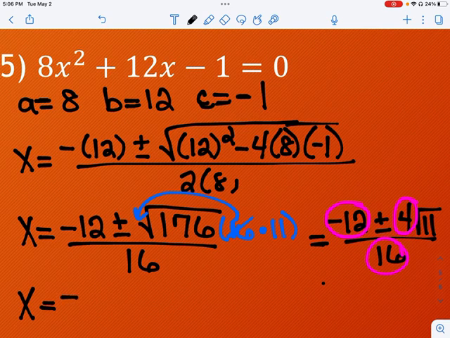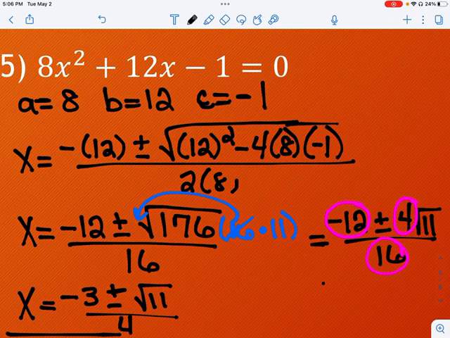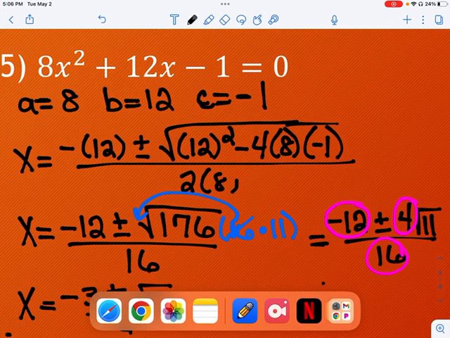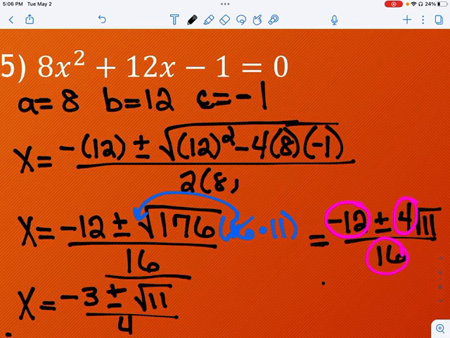So negative 12 divided by 4 is negative 3. Four divided by 4 is a 1, so I'm not even going to write it. Square root of 11. And then 16 divided by 4 is 4. This is my simplified radical answer.